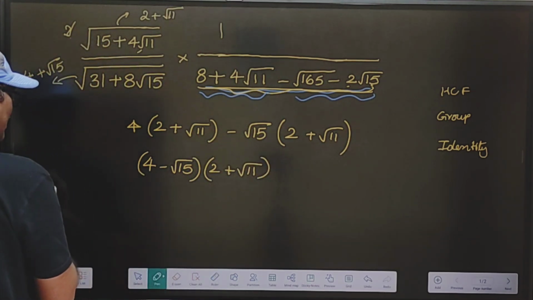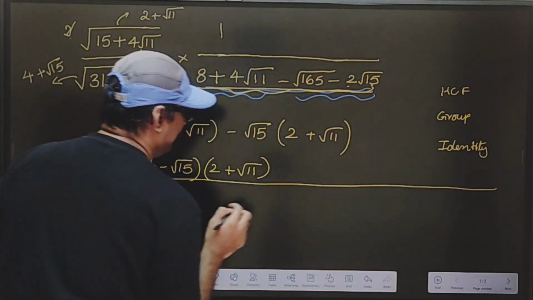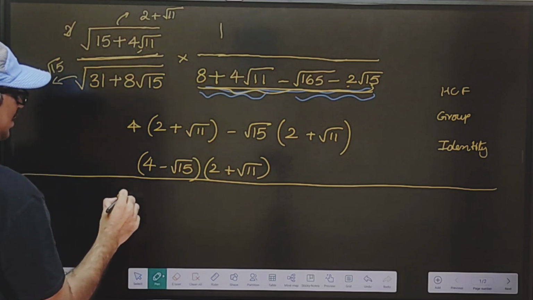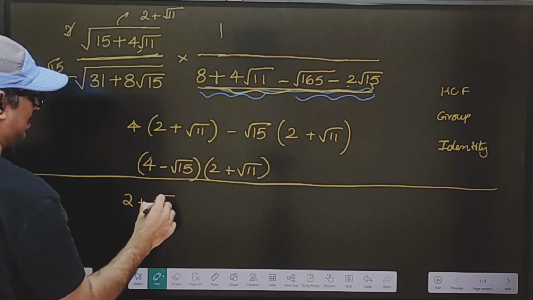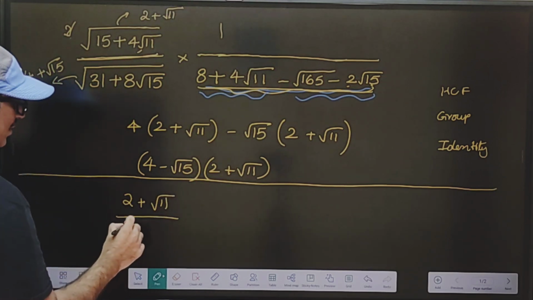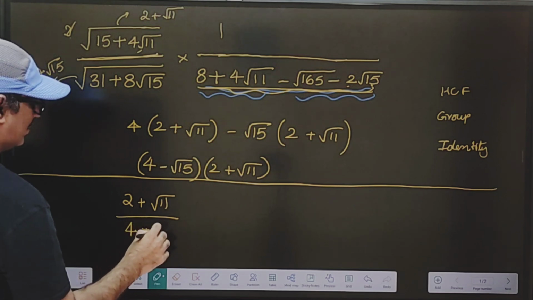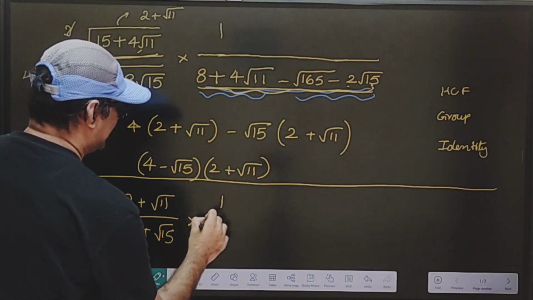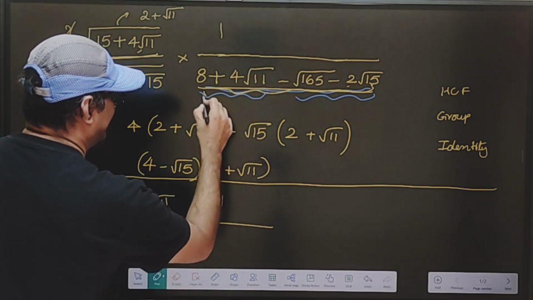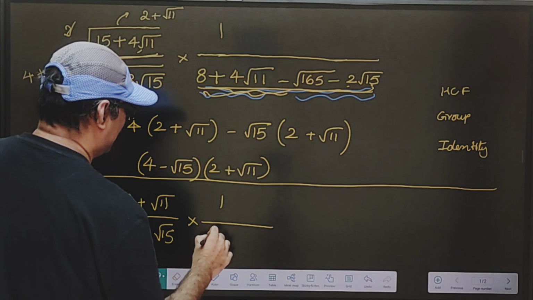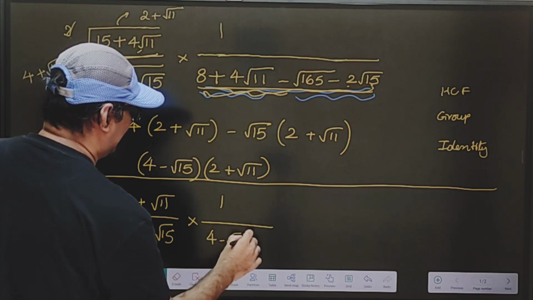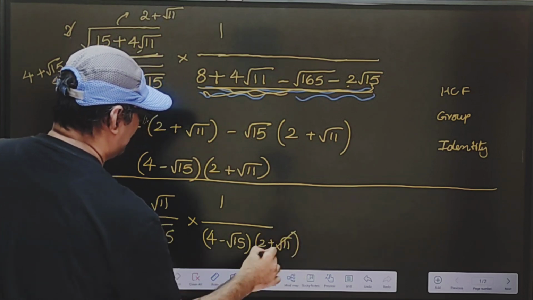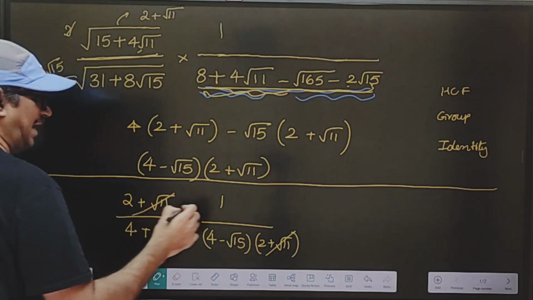Now once we got this, let's substitute everything we know. So the first part is the numerator. We got 2 plus root 11 divided by, in the denominator we got 4 plus root 15, and in the next part, when we worked on this part, we got 4 minus root 15 multiplied with 2 plus root 11. Now you can see that 2 plus root 11, 2 plus root 11 will cancel.